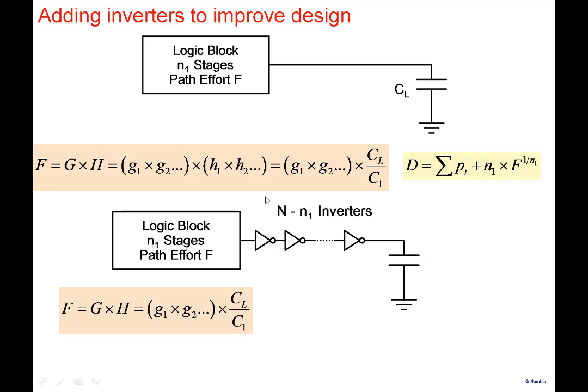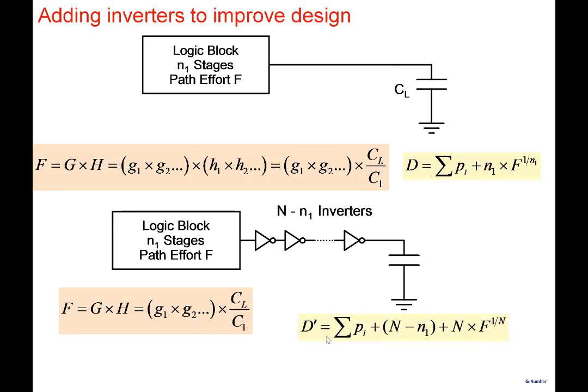So the idea is, note that I add a series of inverters, how many I don't know. Let's say the original number of gates in the chain was N1. And I add N minus N1 inverters. So the overall number of gates in the chain becomes N, capital N. Now the total path effort, because when you add an inverter, the G of an inverter is 1, so this factor remains the same. And H also remains the same here. H is nothing but CL by Cn here. So H is also the same.